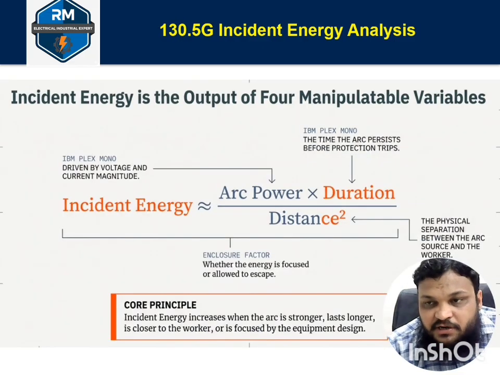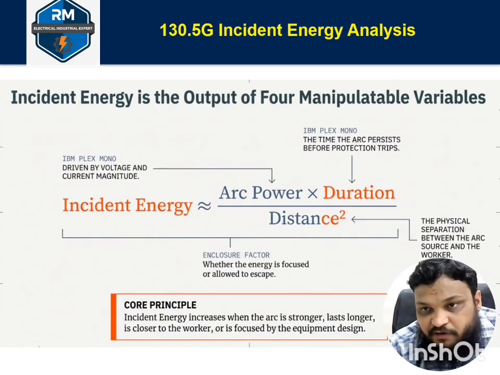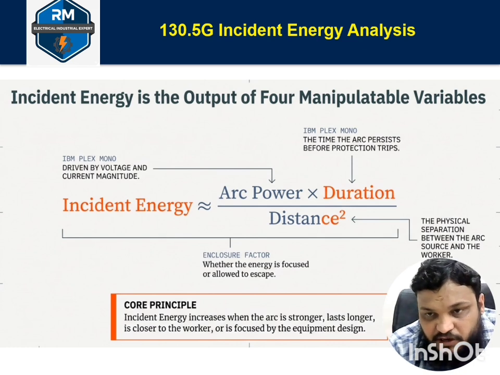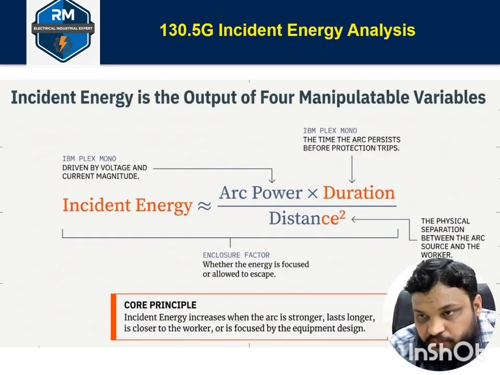So incident energy basically depends on four main factors, the important variables on which it depends. Number 1, arc power, that is the multiplier of voltage and the current magnitude. Number 2, duration, the time the arc persists before protection trips. And number 3 is the square of the distance between the live equipment on which the person works and the person.